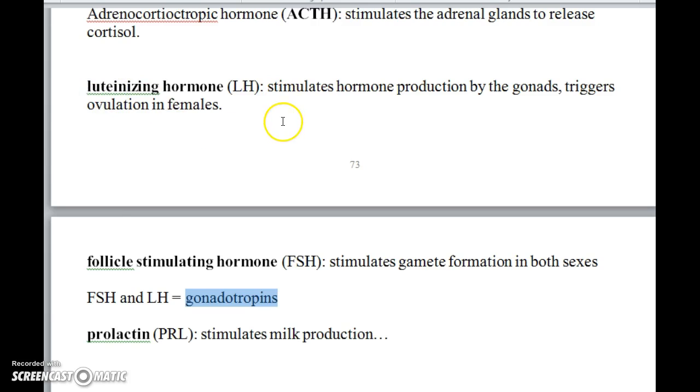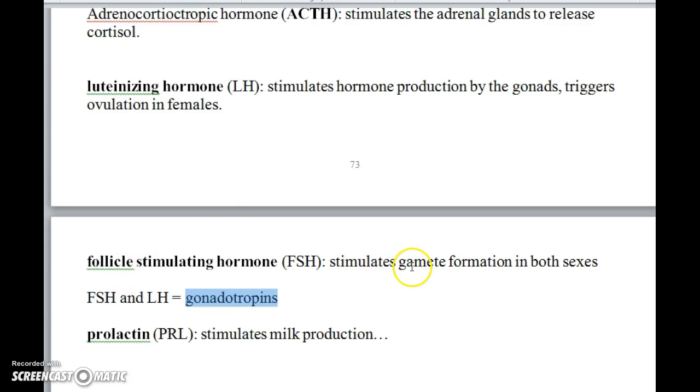So LH, luteinizing hormone, the name comes from what it does in girls, so it's a good name for females. It's not so much for what it does in males, but both sexes use these hormones. It stimulates hormone production by the gonads. It triggers ovulation in girls: right when girls peak, you get a huge spike in LH, FSH too, but a really big spike in LH.